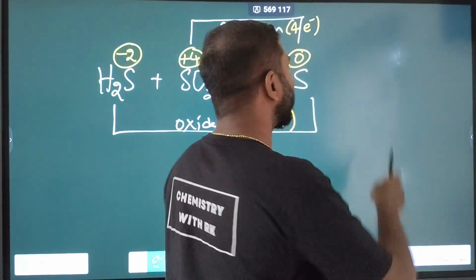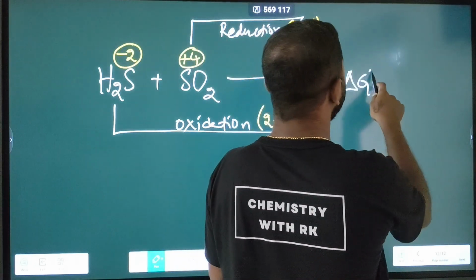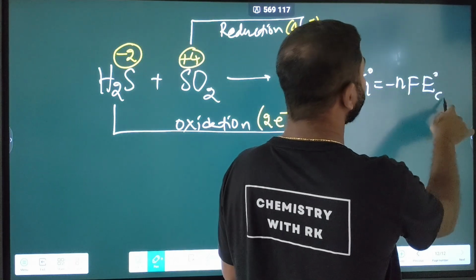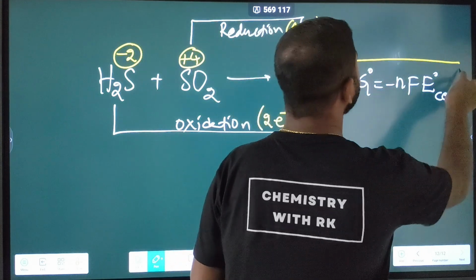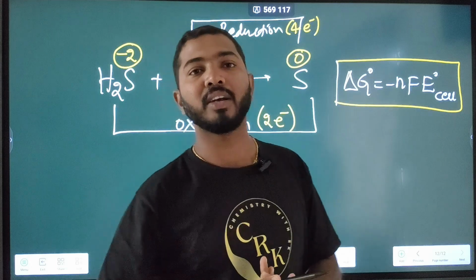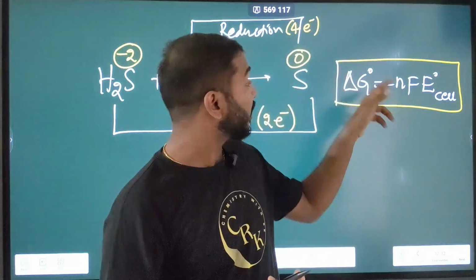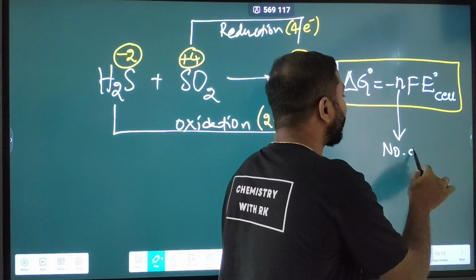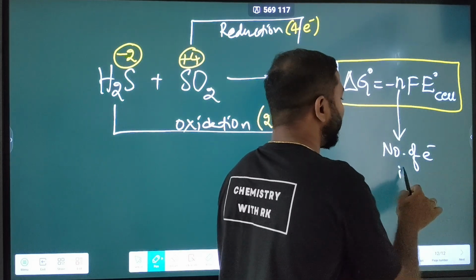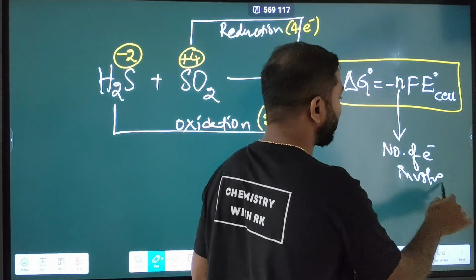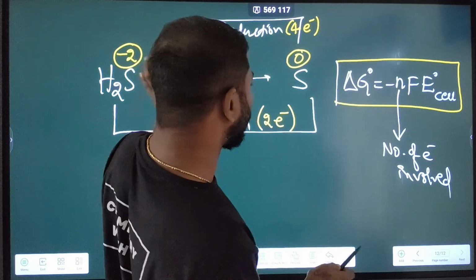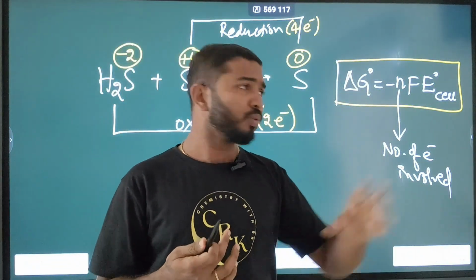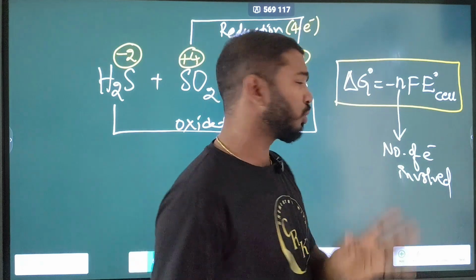In electrochemistry we have a very important relation, that is delta G naught is equal to minus nFE naught of the cell. For this standard Gibbs free energy and standard EMF of the cell calculation, what is the meaning of n? n is also the number of electrons involved. So this approach will help even in this calculation. Soon we are going to have electrochemistry videos also, don't worry.